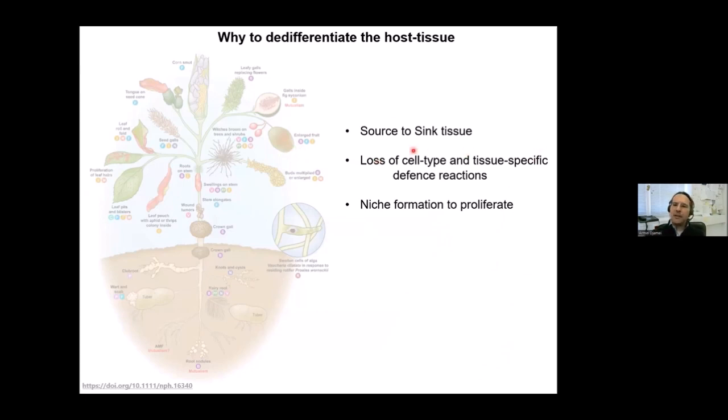Furthermore, by removing basically any kind of tissue specificity, also the loss of cell type and tissue specific defense reactions occurs because it's a redifferentiation happening here. And it's also forming a niche for the proliferation. So this is why pathogens like to push the growth pathways in an uncontrolled manner, in order to basically later reduce the defense.